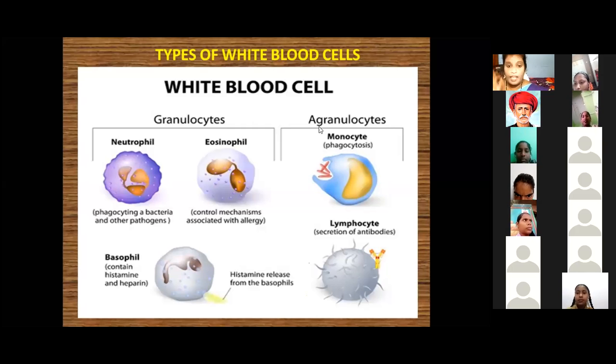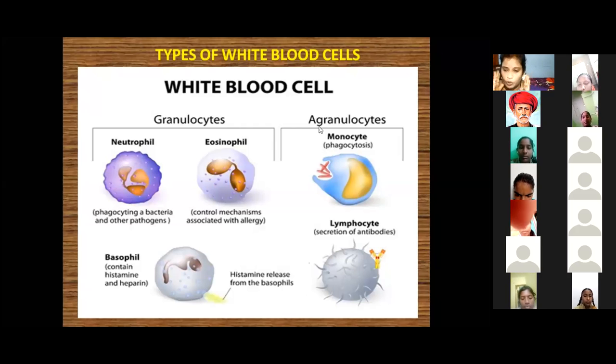Granulocytes, how many types are there? Three types, ma'am. What are they? Neutrophil, basophil. Don't say, all of you. Wait. Only one person say, please. So much disturbance is there.